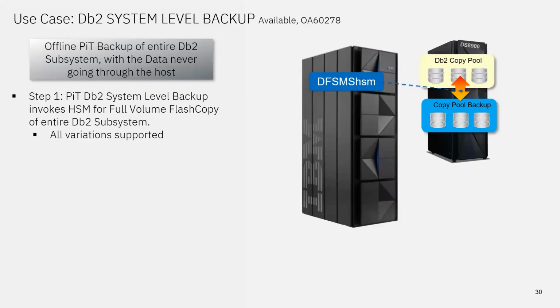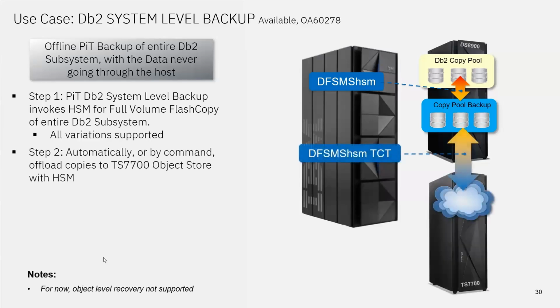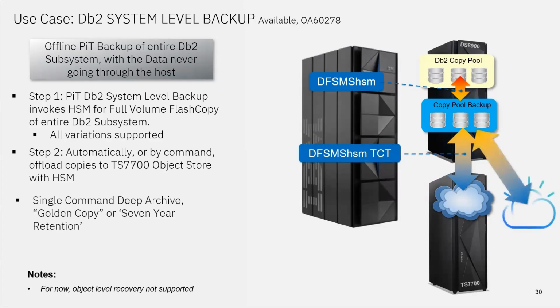And so DB2 system level backup says, I'm going to create a point-in-time copy of my entire subsystem, and I'm going to create that on disk, and I can do an immediate recovery from disk, or I'm going to offload that to tape, and now I can do that to cloud. And so here, you have HSM initiating for the DB2 subsystem a flash copy, and now with transparent cloud tiering, we can move that to either the 7700 object store or to classic cloud object storage. Okay, so it's the same type of concept, just at a larger level.